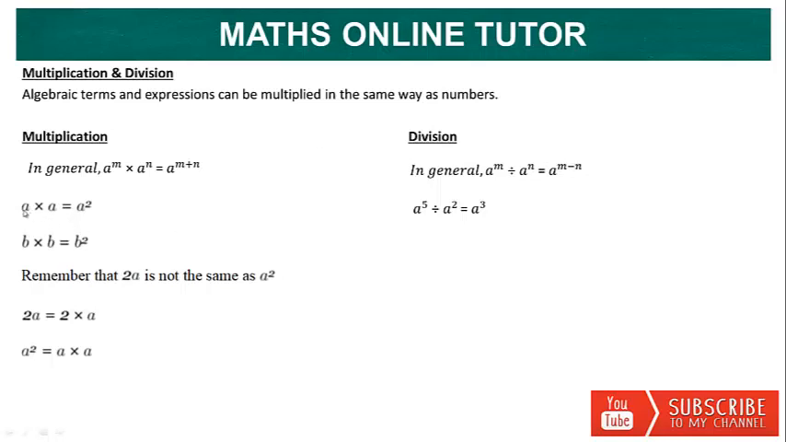For example, a times a is a squared, because the first letter a has a power of 1 and the second a has a power of 1. 1 plus 1 is 2. b to the power of 1 times b to the power of 1 is b squared. An example for division is a to the power of 5 divided by a to the power of 2. Because it is a division and the same letter, the power is subtracted. 5 minus 2 is 3.